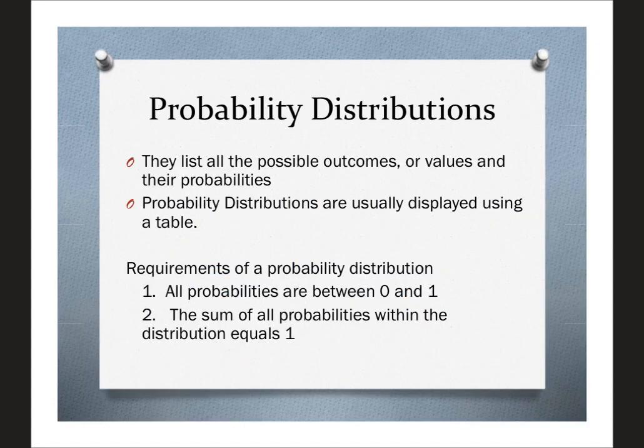Okay, so expected value is just probability distributions within a set. The list of all the possible outcomes or values and the probabilities that they're going to happen. Probability distributions are usually displayed using a table or a little chart. The requirements of a probability distribution: all the probabilities are always between 0 and 1. The sum of all the probabilities within that set or distribution is also equal to 1.